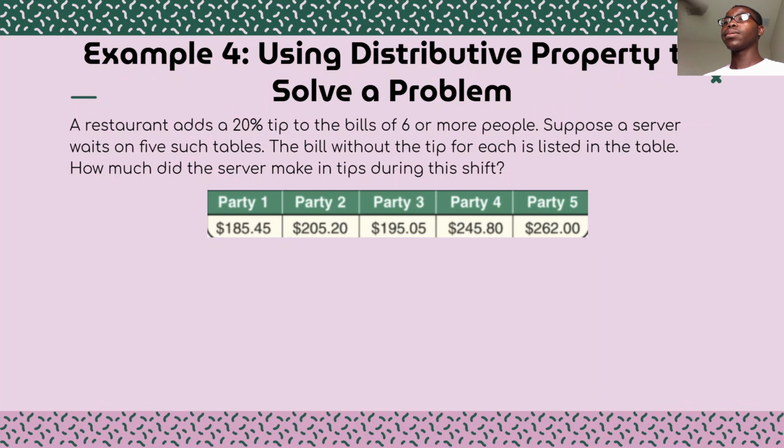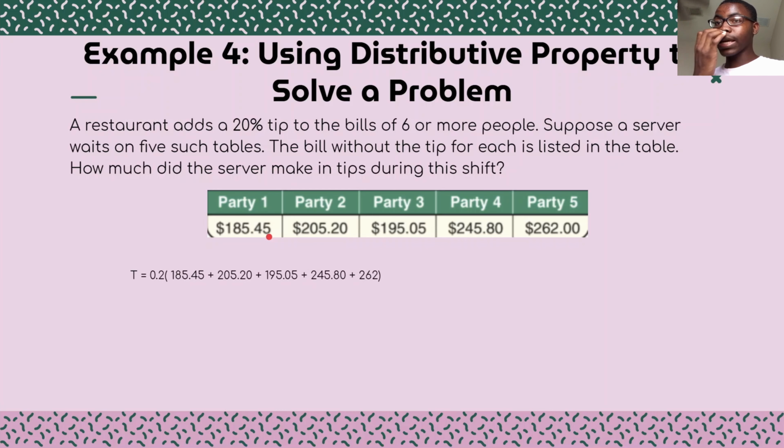So I have this word problem for you guys to do, using the distributive property to solve a problem. Let's read it. A restaurant adds a 20% tip to the bills of 6 or more people. Suppose a server waits on 5 such tables. The bill without the tip for each is listed in the table shown below, so right here. And we have to find out how much the server makes in tip during his shift.